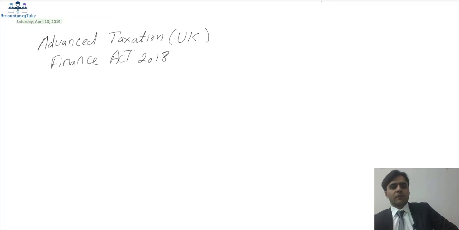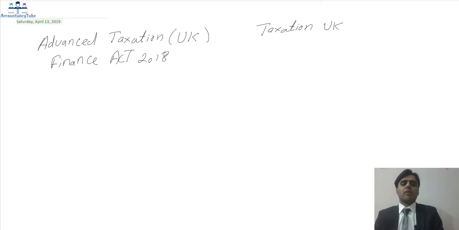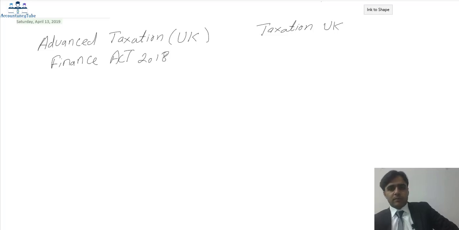Now the previous paper of the taxation was normal taxation. If you have studied this paper, then it's fine. If you haven't studied this paper, still it's fine, because we will study the advanced taxation from scratch. I will start with small concepts of the taxation, and then we will build our knowledge to go to advanced level.